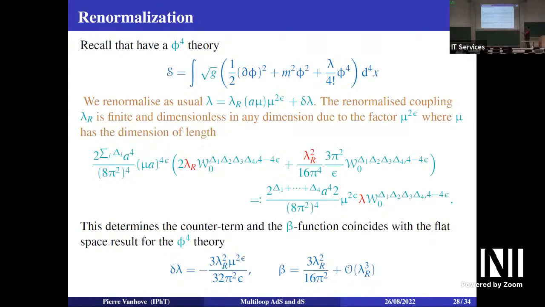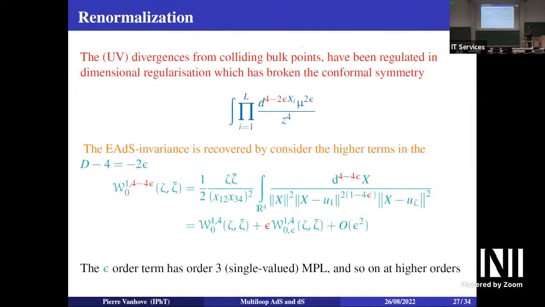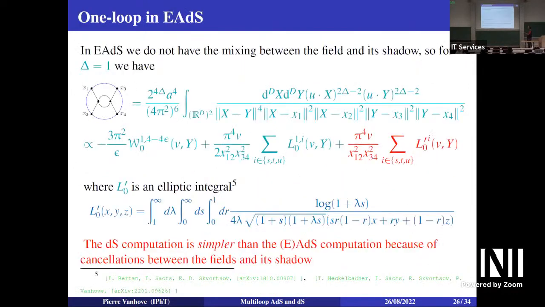So when you have determined your renormalized coupling, lambda, you get an expression given by this. You can compute, as usual, the beta function associated to that, and you discover that this is exactly the expression you have for the beta function for phi to the fourth in flat space, because the divergence is purely local and doesn't know about the curvature of space. Now, all this intermediate expression had totally broken conformal symmetry.